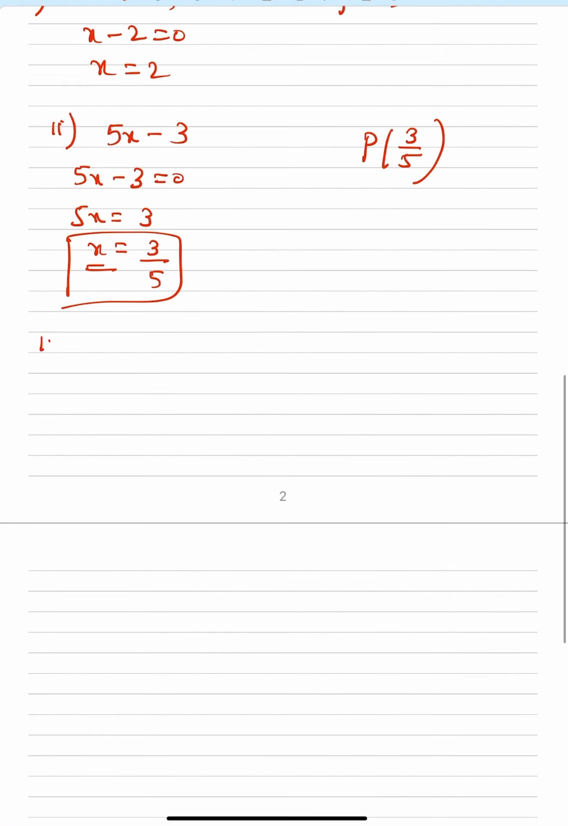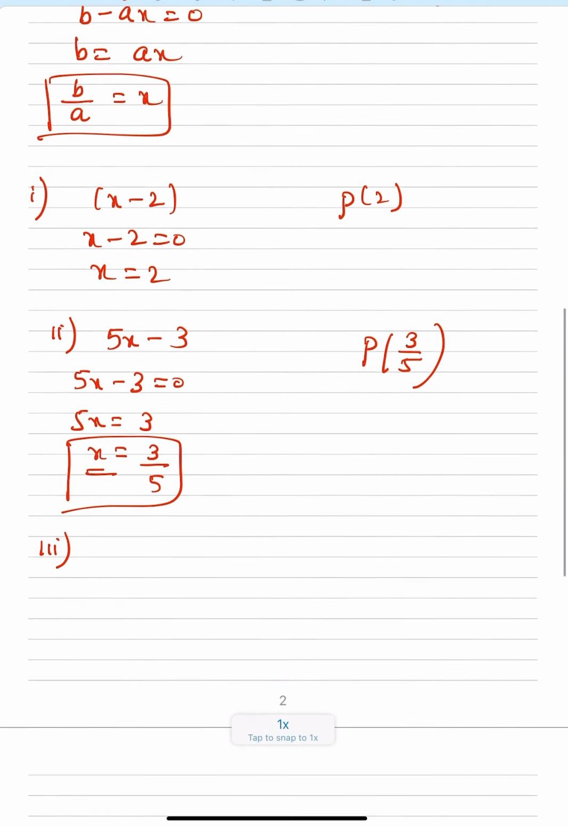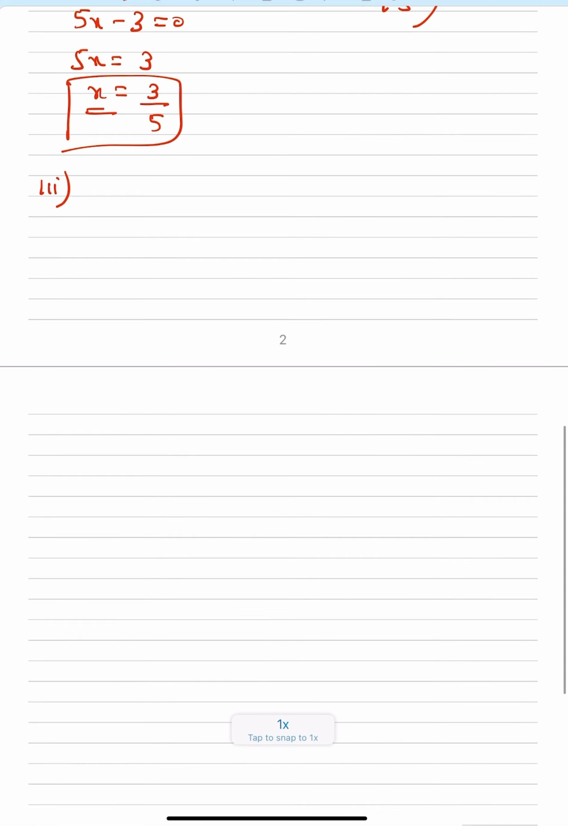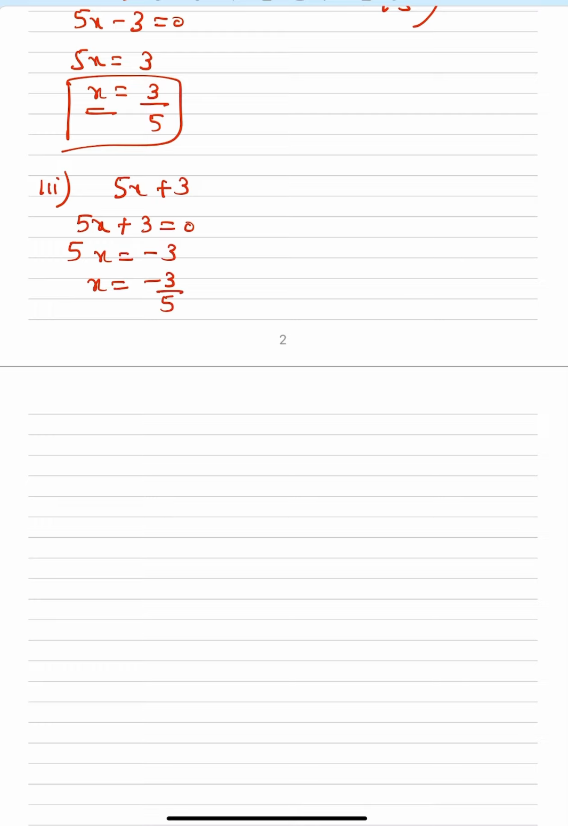So now third. The third is ax plus b. Now see, ax plus b. Same, if I take 5x plus 3, I will write 5x plus 3 is equal to 0. Then x is equal to minus 3, so x is equal to minus 3 by 5. So my remainder will be p of minus 3 by 5.